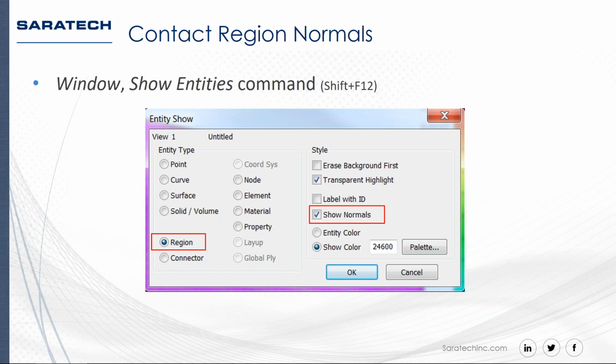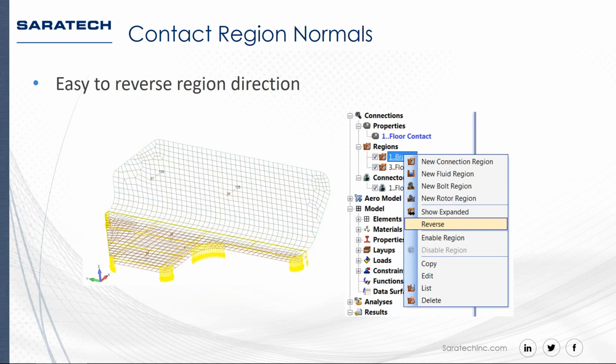So to show these region normals, there are a couple of ways. You can go to the Windows Show Entities command, Shift F12. That'll bring up this window, and you can click region and then the Show Normals toggle. You can also do this very easily right from the model info tree, which I'll show you guys. In the highlighter tool, there's an option to show normals. So here's just an example of what that looks like. We have a plate here. We can see the yellow highlighted arrows showing the normals.